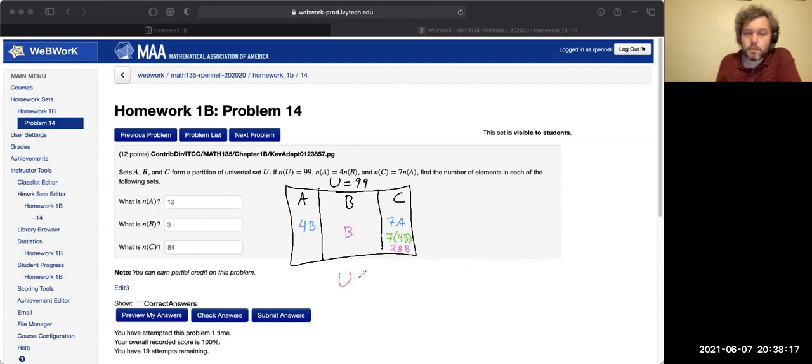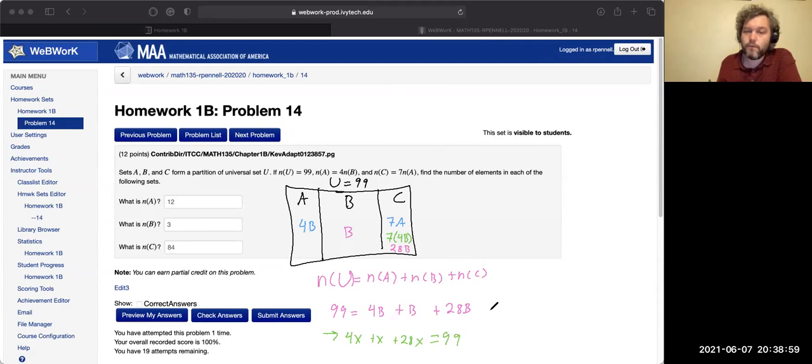The universe equals the number of elements in A plus the number of elements in B plus the number of elements in C. So if I add these up, I could solve for B pretty easily. I could say that 99 equals 4B plus B plus 28B. And now it's just like an algebra problem. So we have like 4x plus x plus 28x, just like our algebra days.